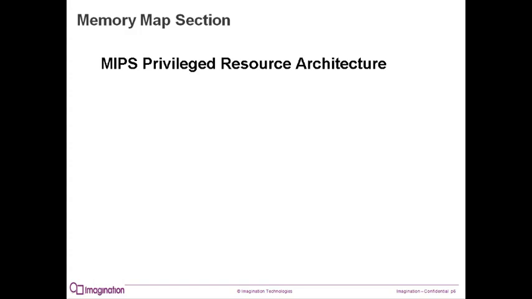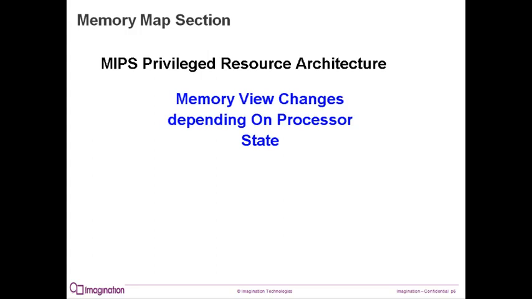The MIPS architecture has a very defined way in which the CPU views memory. The memory map section will go into the MIPS privileged resource architecture. In this architecture, the CPU view of memory changes depending on what state the CPU is in and how the addresses are being translated.